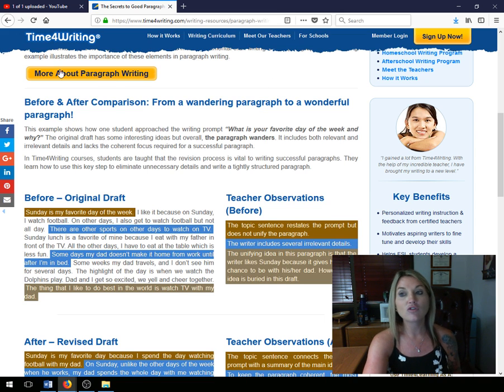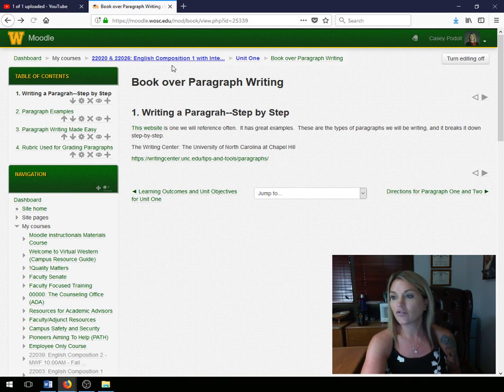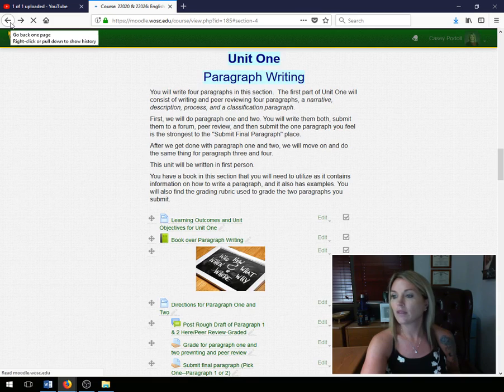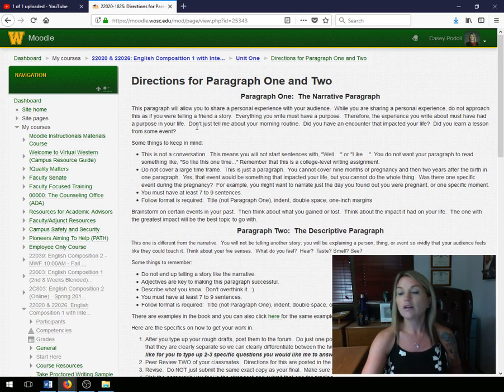So after you go through and you read all these resources, you're going to move on to paragraphs 1 and 2. Paragraph 1 is going to be the narrative paragraph. You can read all of that. It has all the directions. But the main thing you need to keep in mind is that you're going to be telling us a story.